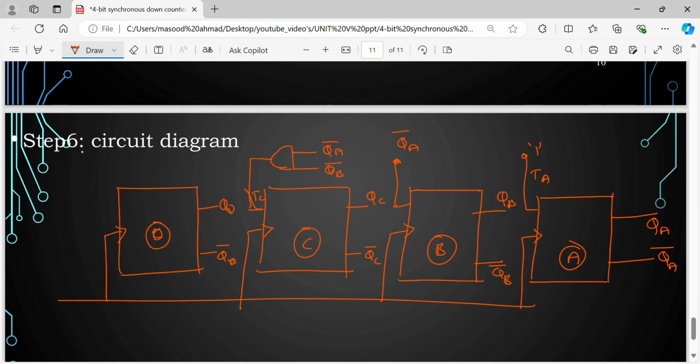For TD, I take a 3-input AND gate. One input is QA bar, another input is QB bar, another input is QC bar. At the output I am giving it to TD. Okay, this is the clock. This is the synchronous 4-bit down counter. Done.